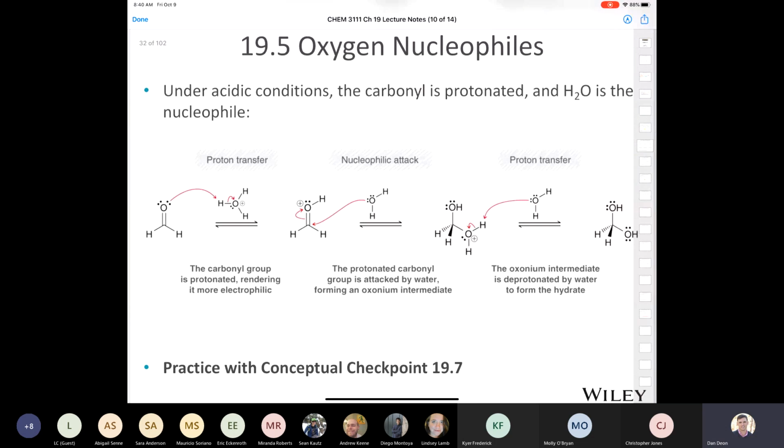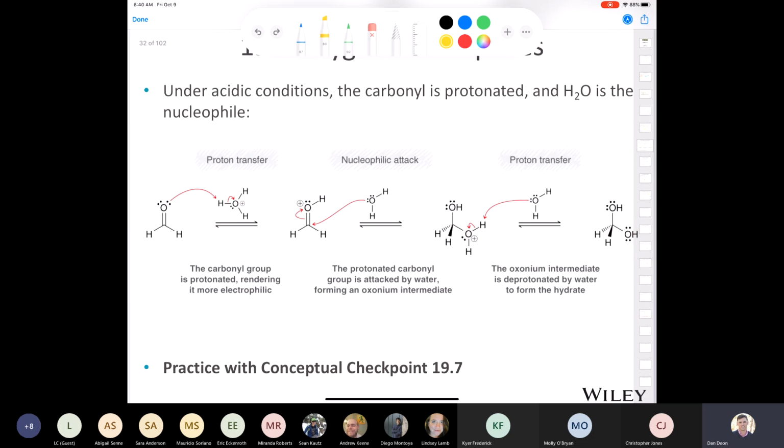What about acidic conditions? Same starting material, same product, but now we're in an acidic environment. So what's going to be the first step? When you're in acid, the first step is going to be that proton transfer onto the oxygen of the carbonyl to render it more electrophilic, producing the oxonium. After you've produced the oxonium, water, which is not a powerful nucleophile, can react with this strong electrophile to produce this second oxonium intermediate, which gets deprotonated by water.